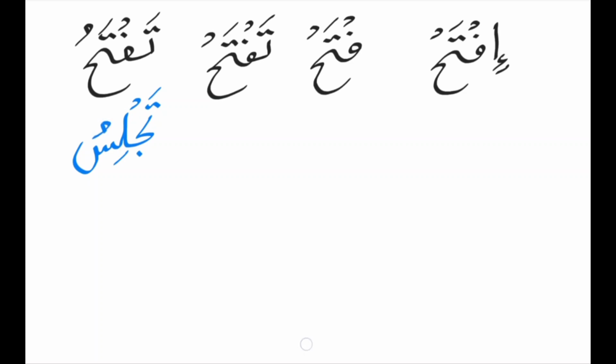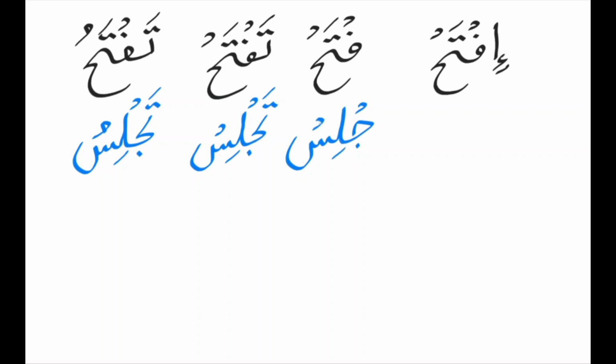From tajlisu, the first thing you're going to do is give it jazm. So it's going to become tajlis. Second thing you're going to do is drop the ta, the harf al-mudari'. So now it becomes jlis, which is not really readable from the beginning. And finally you add a hamza. So it becomes ijlis, sit.